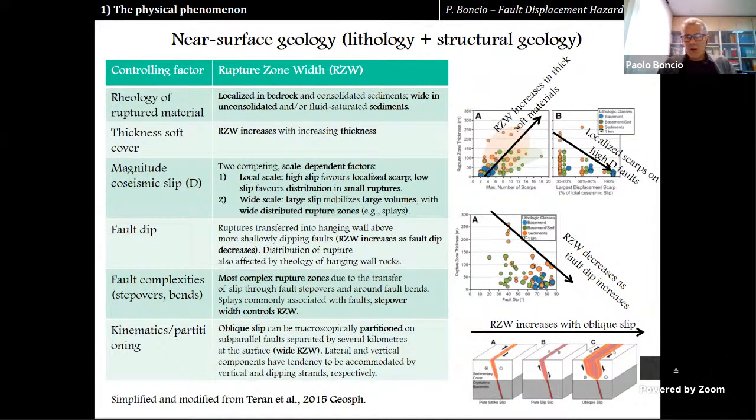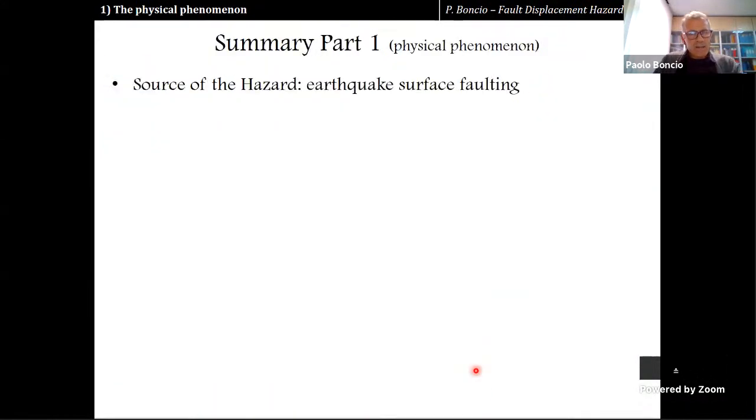The rupture zone width decreases as fault depth increases, is controlled by complexity, for example, stepovers, and increases for oblique slip due to partitioning. So a brief summary of part one.